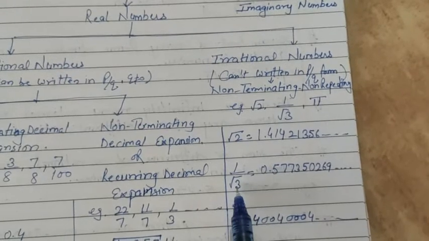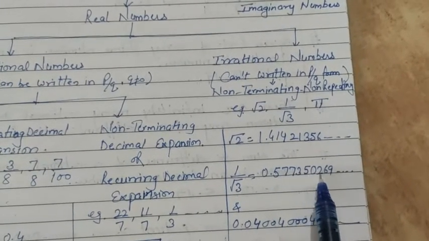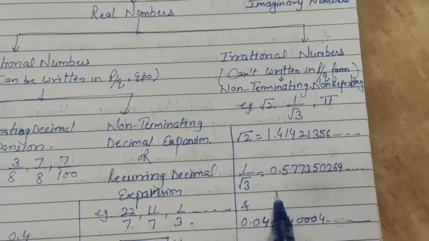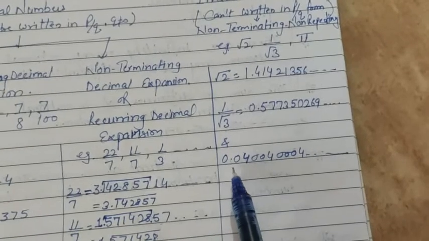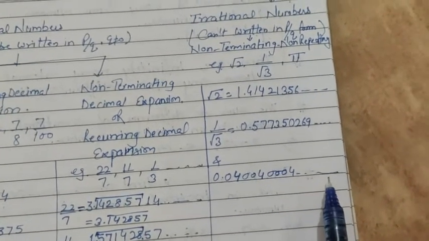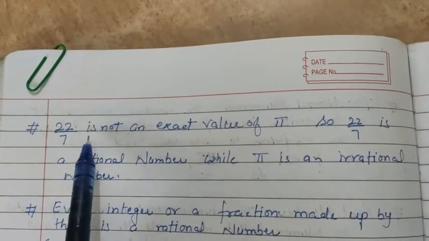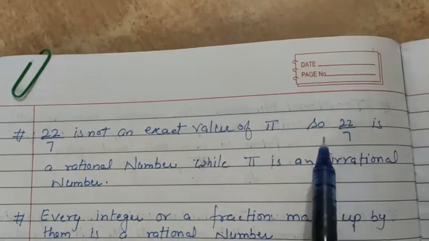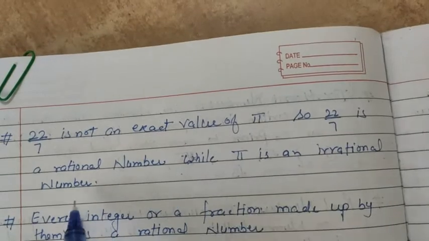Similarly, 1 by root 3 is 0.577350269 and so on. This is again an irrational number. You can say 0.04004000400004, all these types of numbers are irrational numbers. Now, as 22 by 7 is not an exact value of pi, 22 by 7 is a rational number while pi is an irrational number.